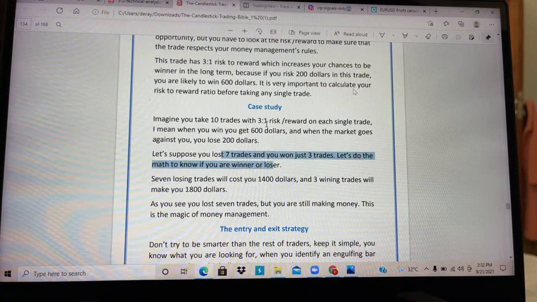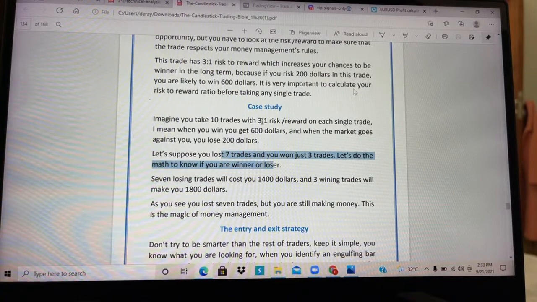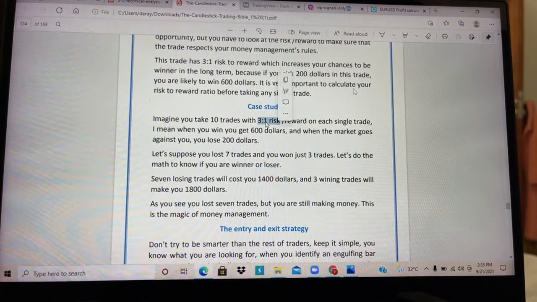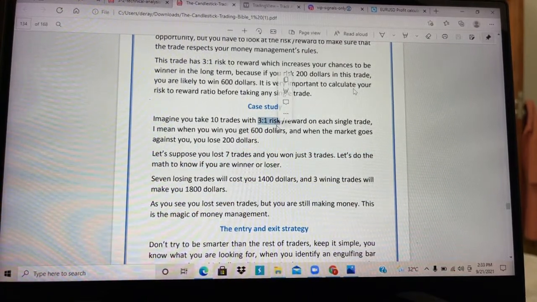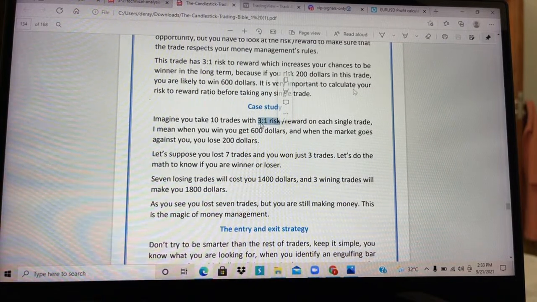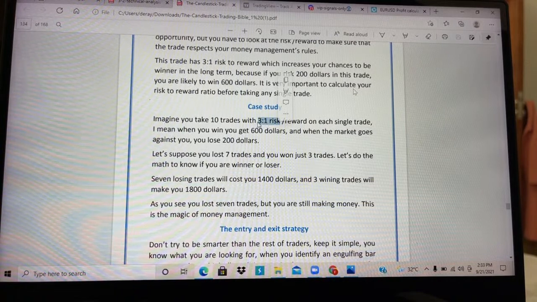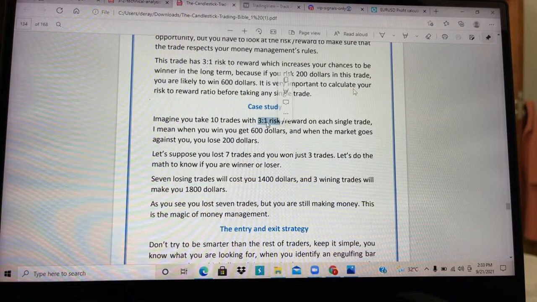But the concept is that your reward should always be greater than your risk. Let's say you had $50 in your account, and we're using a risk to reward ratio of 3 to 1. So we're risking $1 to make $3. That's what it means.